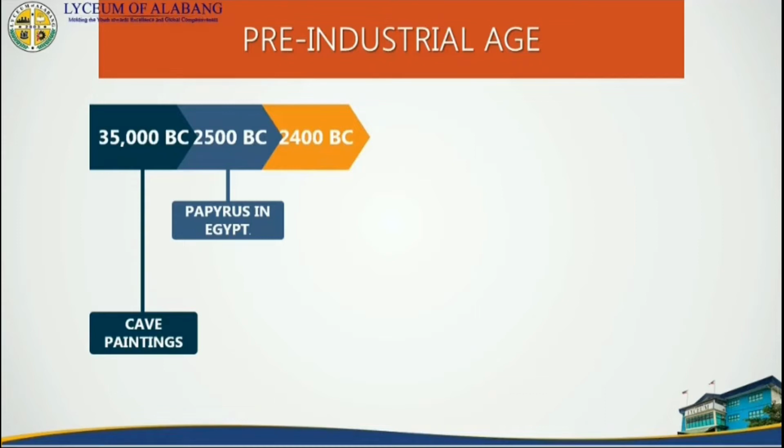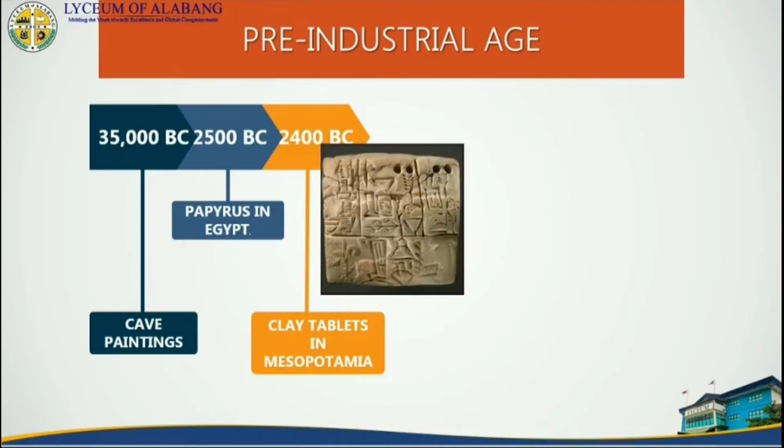In 2400 BC, we have clay tablets in Mesopotamia. In the ancient Near East, clay tablets were used as a writing medium, especially for writing in cuneiform throughout the Bronze Age and well into the Iron Age.